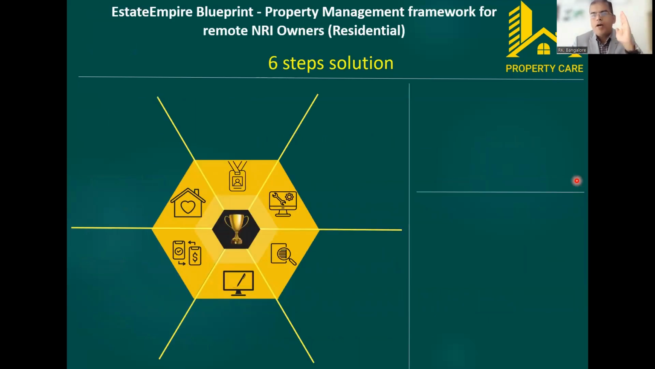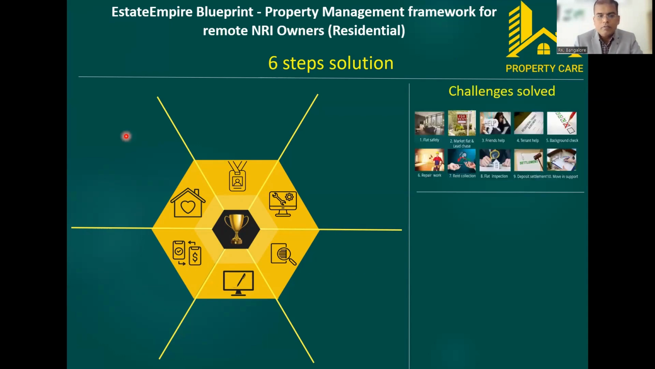So how do we solve this problem through the property management framework? This is our framework. We identified six key steps through which we are trying to solve the problems of owners who are in a remote location. These are the challenges we saw in the previous slide, and now we are going to solve them one by one.